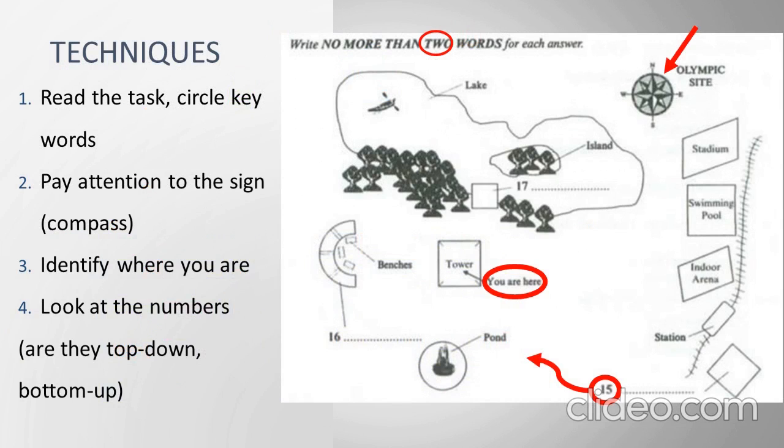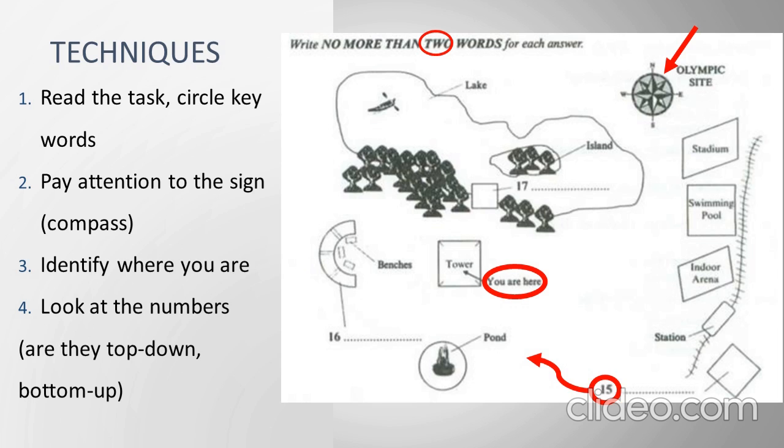Okay, so let's discuss the techniques that you need while doing map listening. So the first one is we start usually with reading the task very carefully. Circle all the necessary keywords. For example, in this case, write no more than 2 words for each answer. The keyword is 2, which means maximum you have to write 2 words.